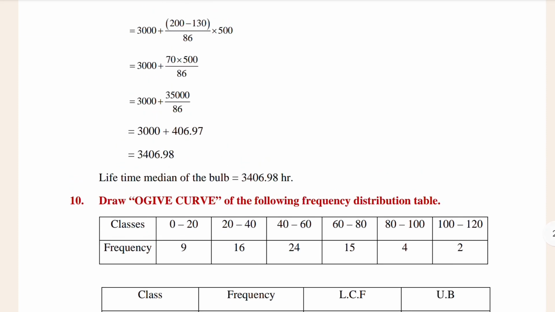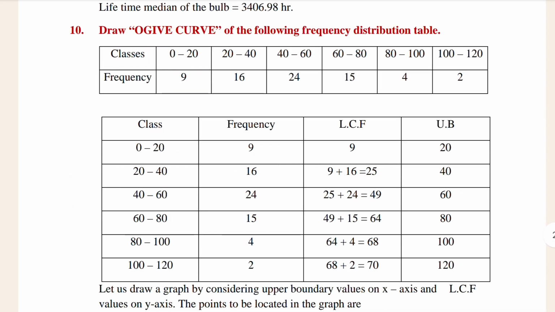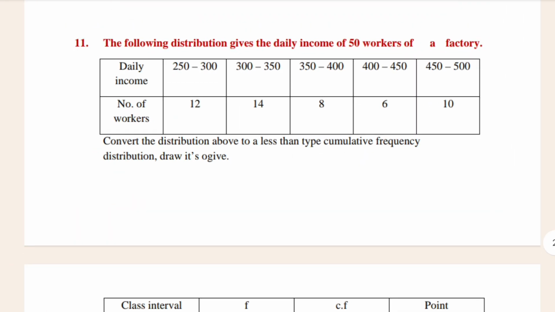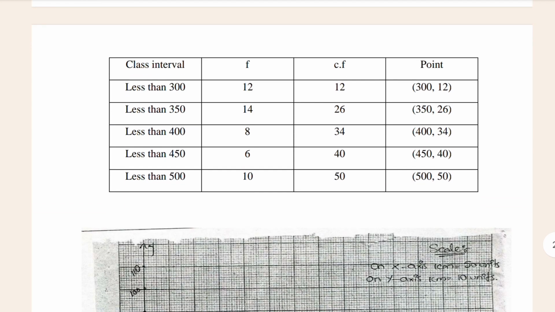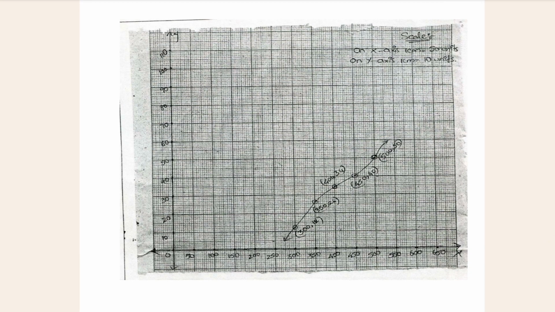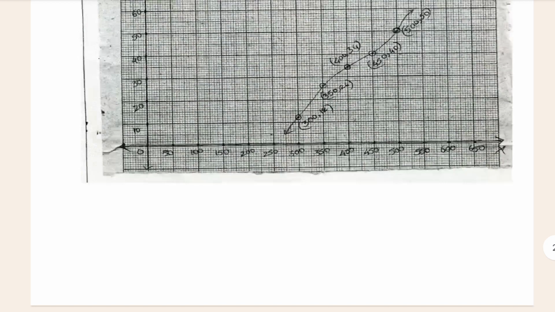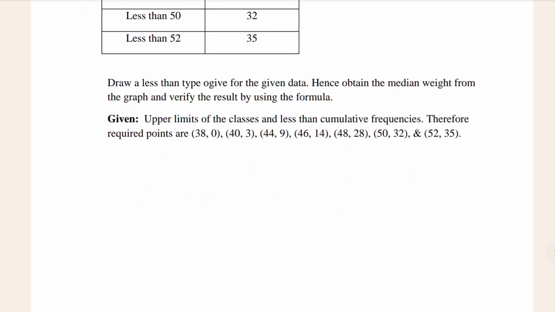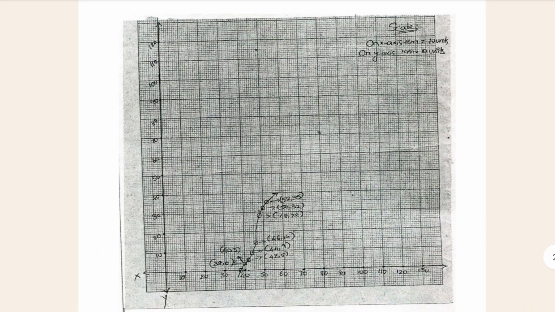Then next you can see this, and then 10th, draw the ogive curves for the following. Here, then after you can see this one, the graph is here also. Then after you can see 11th one, class interval, and this is a graph again here. Then after that 12th one, during a medical check-up the students' weights, and then you can see here also, draw a less than type of ogive, and then after you can see that one, it is also a graph here.